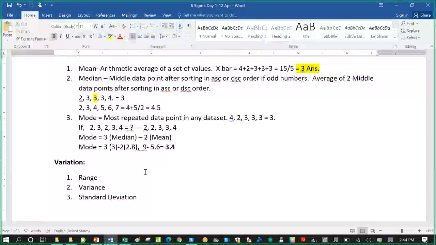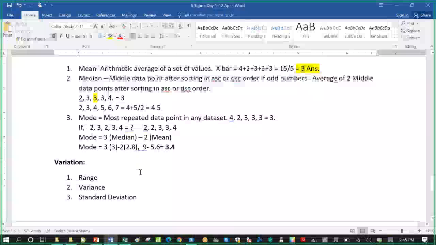Now, the way we calculated mean, median, mode, we also have to look at variation, because that's important from a Six Sigma point of view. How do you look at the variation of any data? Suppose you have data like 4, 2, 3, 3, 3. How do you calculate the range? Range is maximum minus minimum. Whatever is the highest value minus the lowest value will be the range.